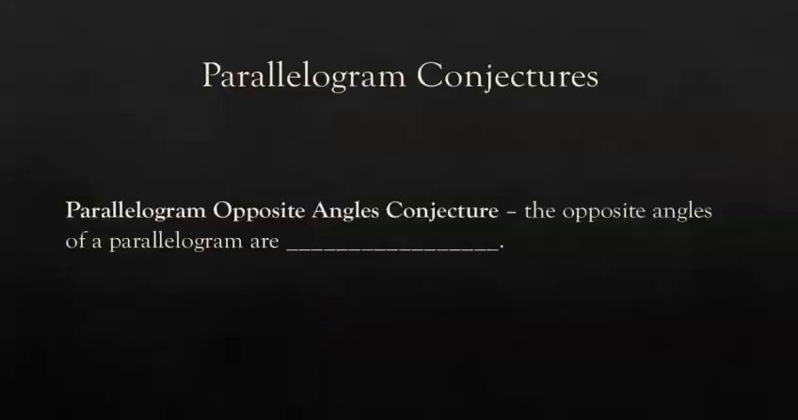The parallelogram opposite angles conjecture. Hopefully you found in your parallelogram that the opposite angles of the parallelogram were congruent. You see on mine that I had a pair of 76 degrees and I had a pair that were 104 degrees.